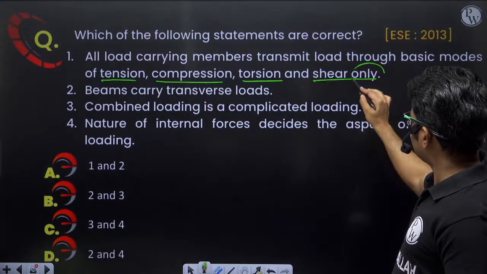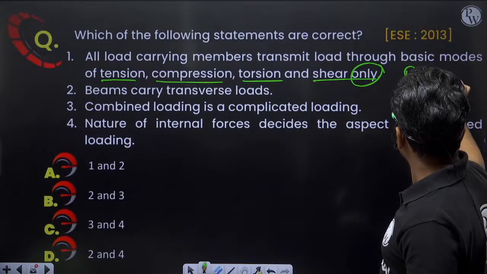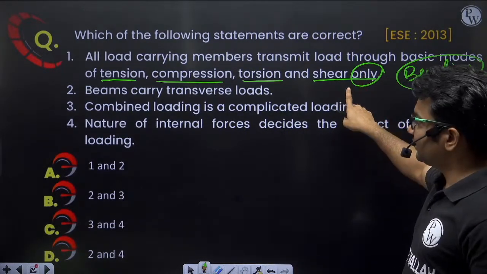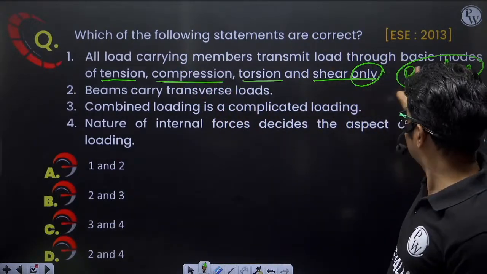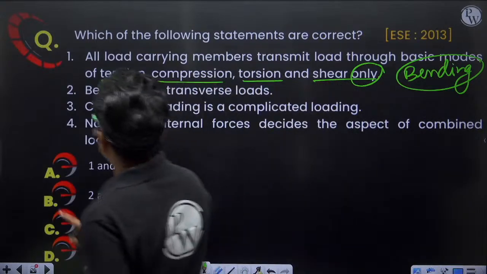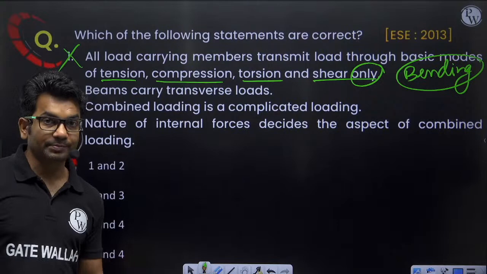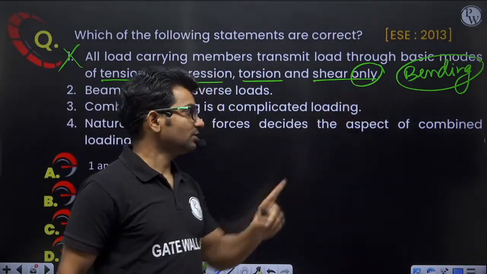But they have written only. They transmit load by bending also. They have forgotten bending. Okay, so when they have written only, that means nothing should be apart from this, but bending should also be included. So that means this option is wrong. This option is okay because bending is not included and they have written only, right?